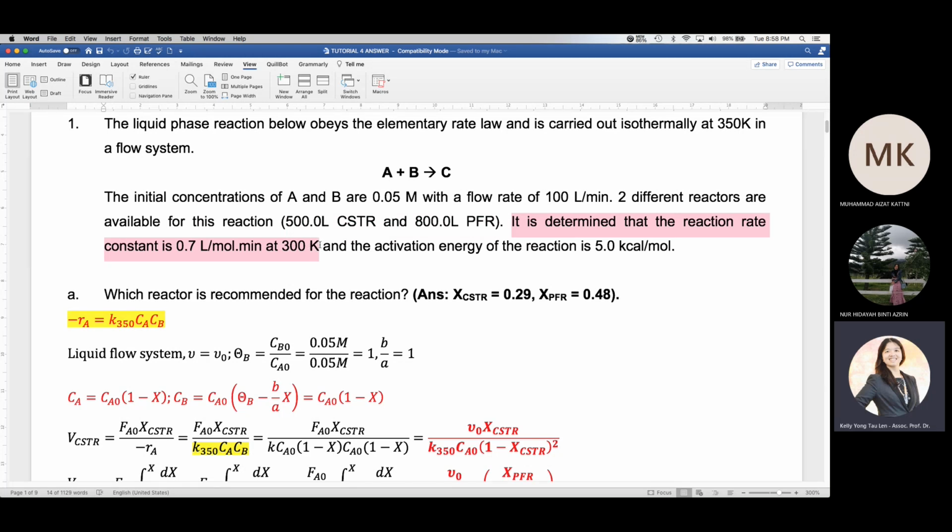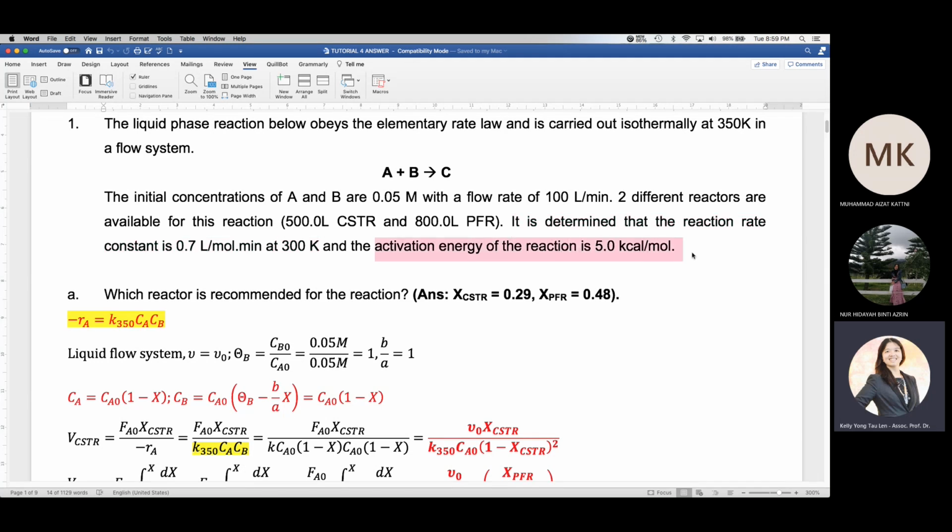Okay, so they do give us a value of K, reaction rate constant tu K. K ni diberi 0.7. Tetapi, but the K is at 300 Kelvin. So, although I have a value of K, but unfortunately, K tu bukan pada suhu tindak balas saya. Sebab suhu tindak balas saya adalah pada 350. So, this K is at 300. So, let's say kita namakan dia sebagai K300. K300 tu 0.7.